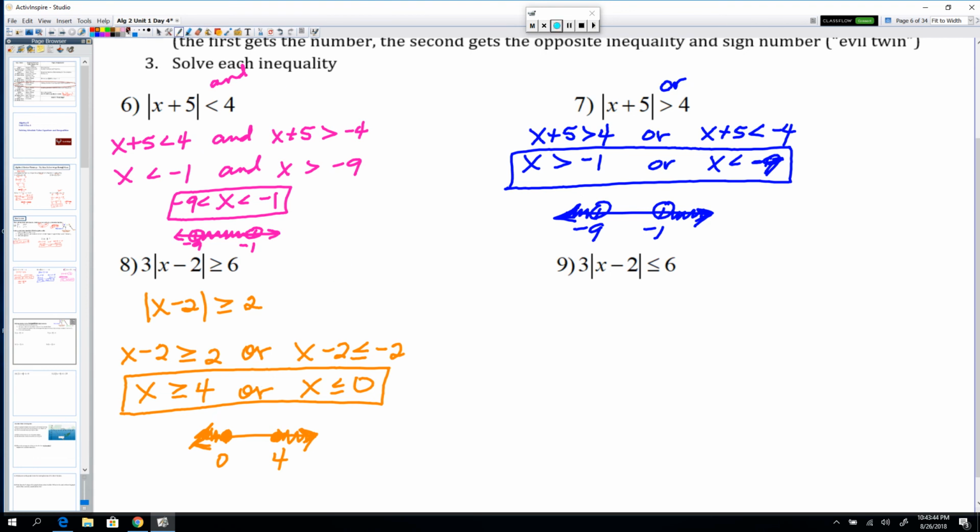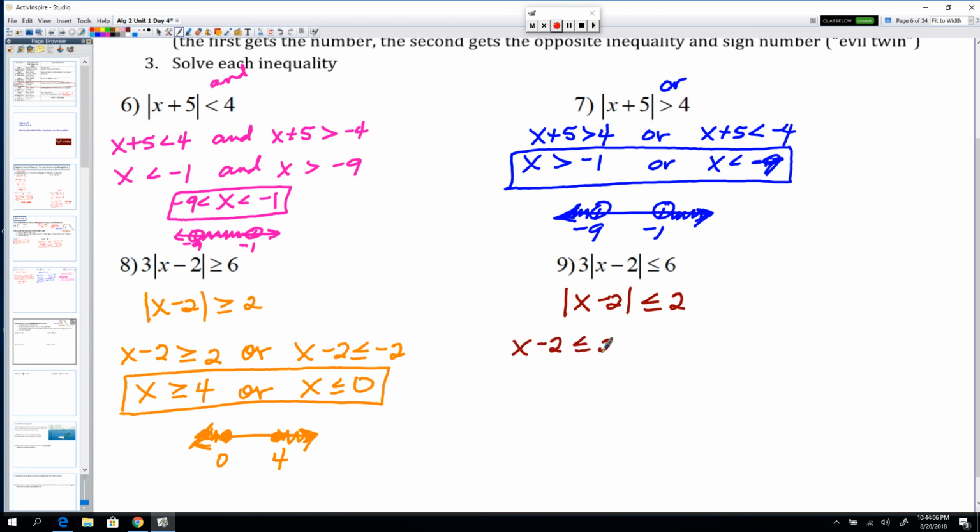Alright, let's take a look at something very similar, except instead of greater than or equal to, we have less than or equal to. Once again, we cannot make any decisions until we isolate this absolute value. So let's do that now. Divide by 3. Now, break this out of jail. Now that the bars are by themselves, let's break this out. X minus 2 is broken out of jail.